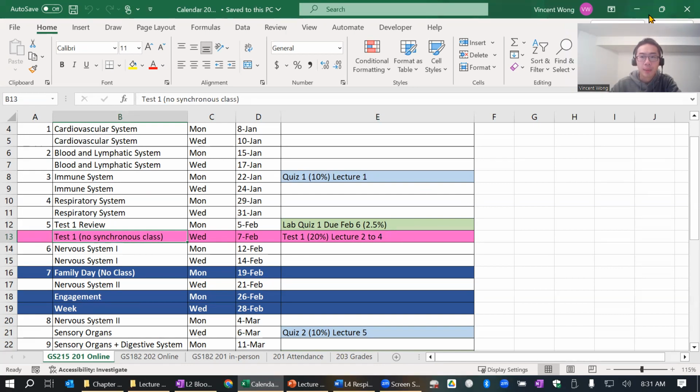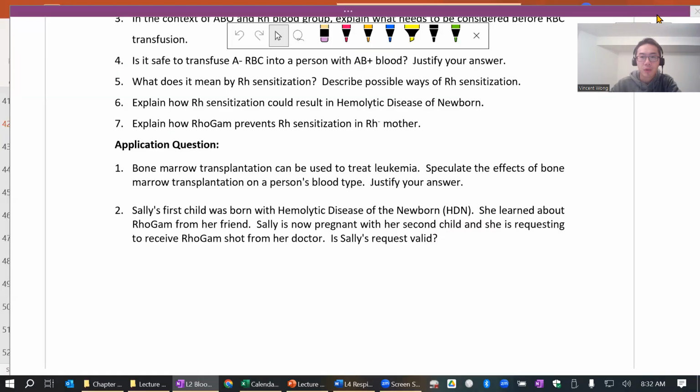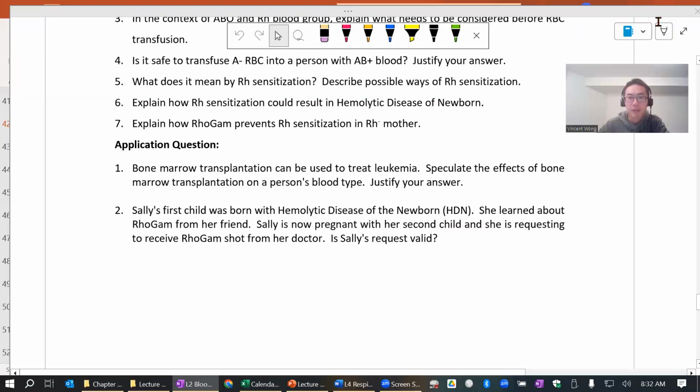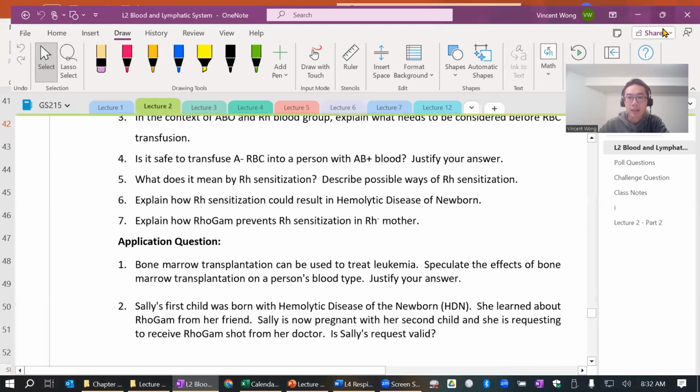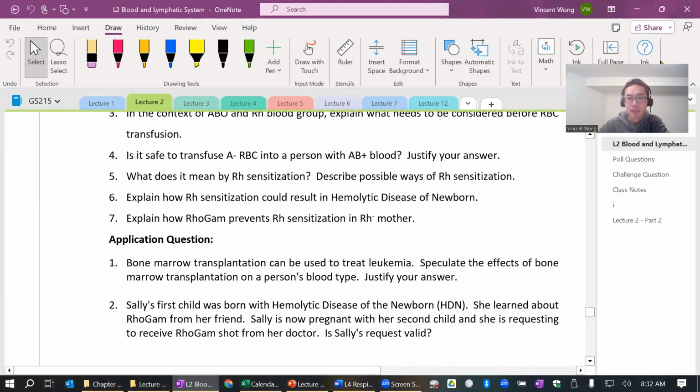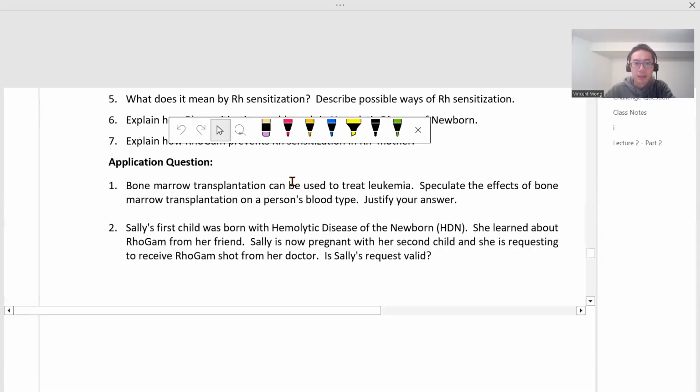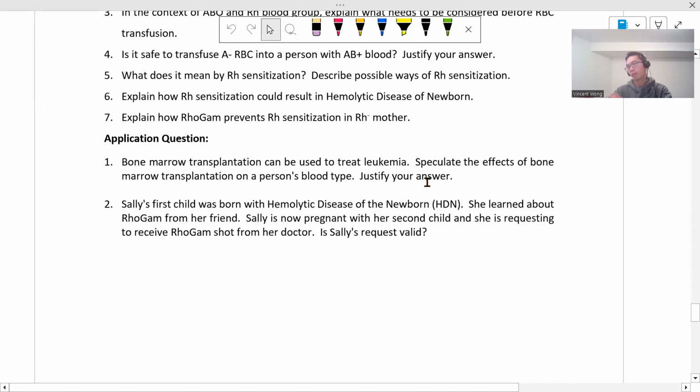So these are the application questions from the study guide. And hold on, let me just fix the screen here. And no answers are in the answers that I post. Okay, I left them out on purpose so that I can discuss this with you in class.